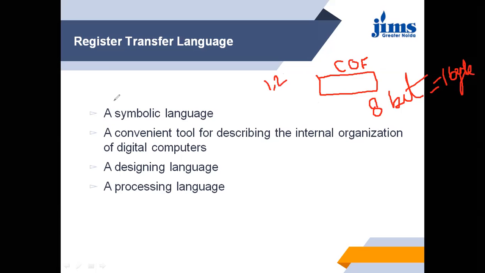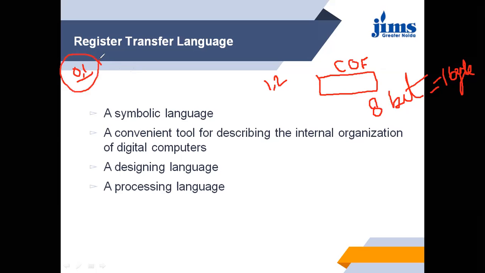So, as human beings we can transfer information in different languages, but that cannot happen in the case of computers, because as we discussed, computers understand only binary language, that is, combinations of 0 and 1.